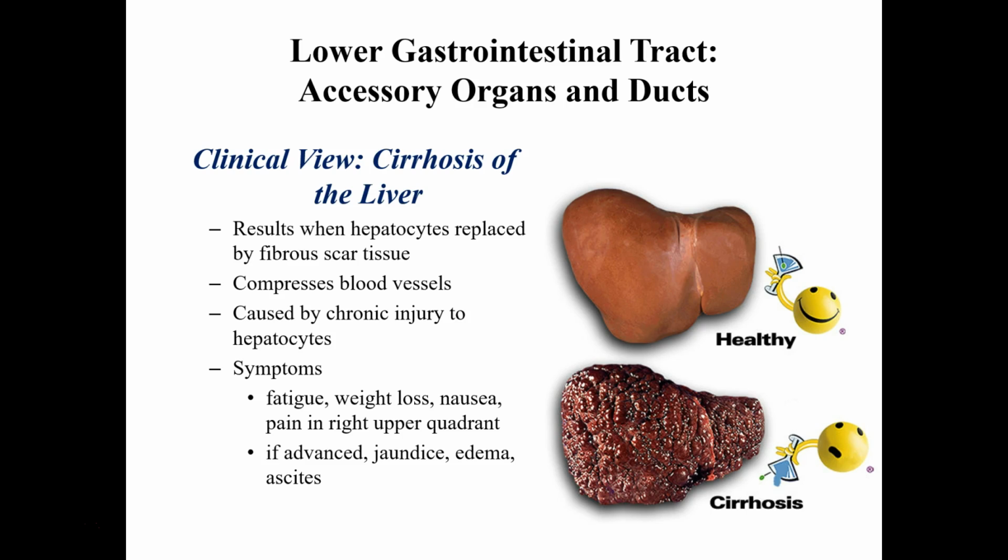Cirrhosis can lead to jaundice, where we're not able to break down hemoglobin properly. It can lead to edema because the liver produces proteins like albumin, which increase colloid osmotic pressure. It can lead to pain and other problems, and will lead to death if the entire liver does not function properly.